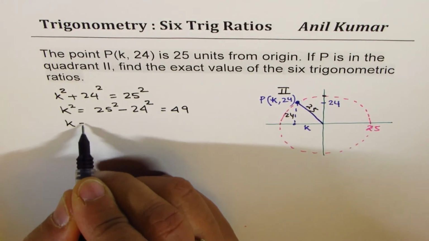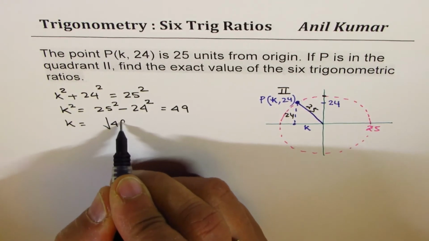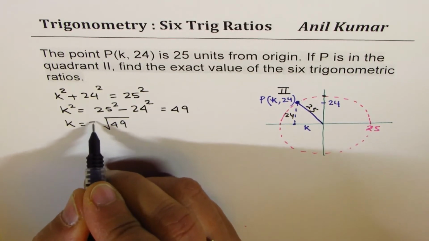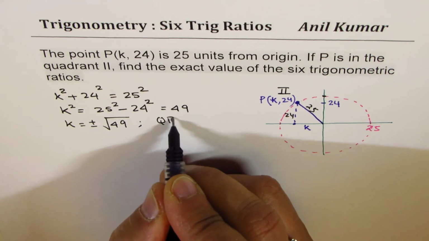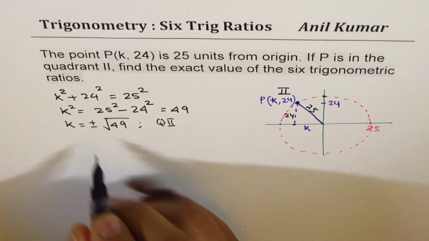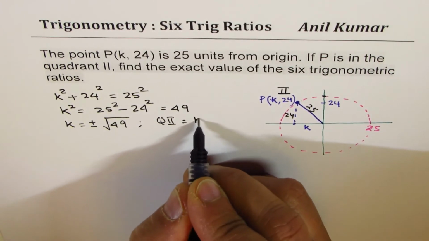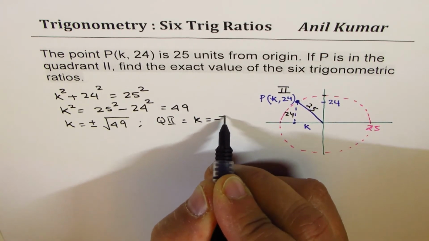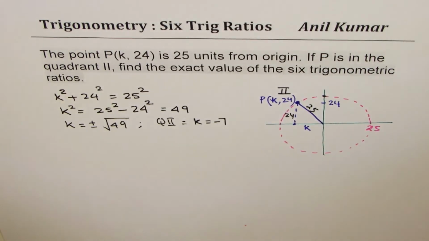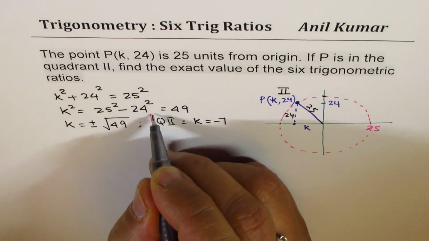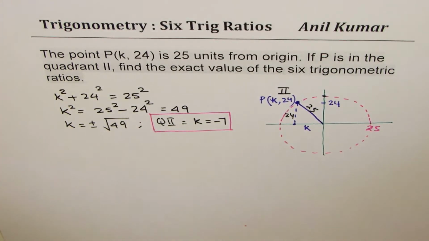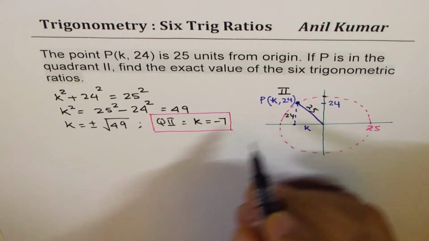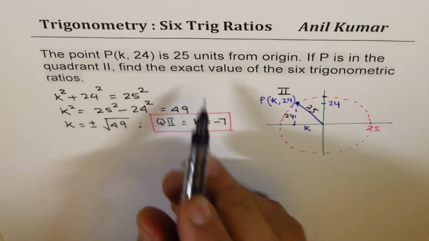The value of k will be the square root of 49. So you have to do plus and minus. Since you are in quadrant 2, it means you have to take the negative value, correct? So we take this value as k equals minus 7 since we are in quadrant 2. Does that make sense to you? So we find the value of k as minus 7. Perfect. Now with that, we can actually find all the ratios.